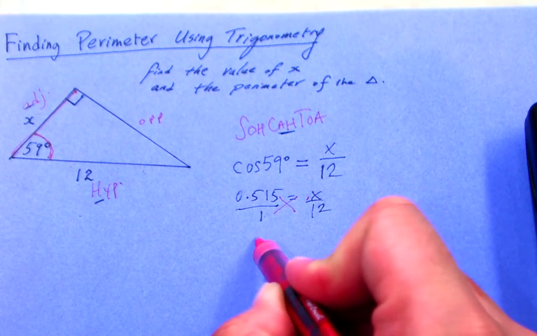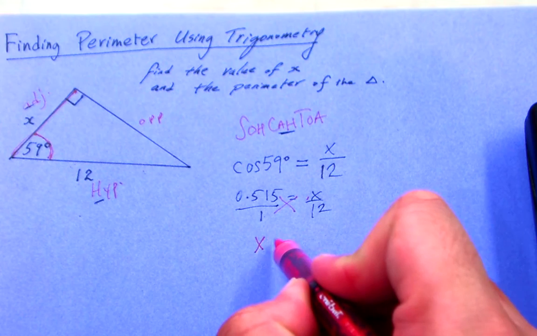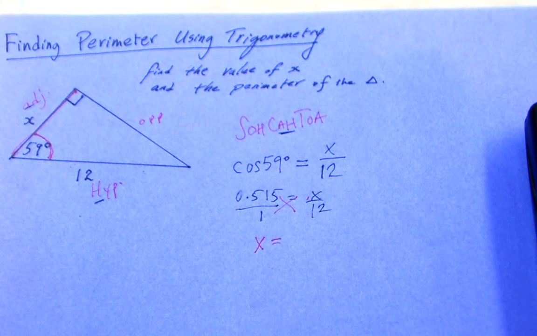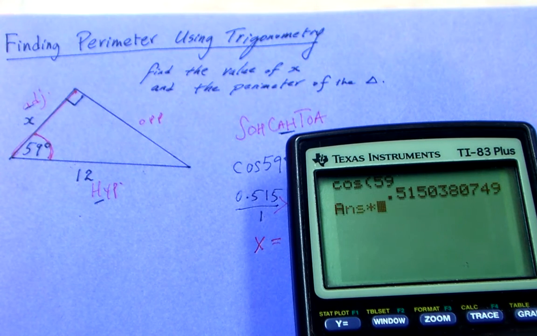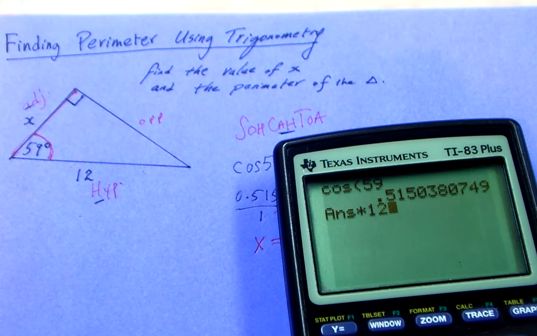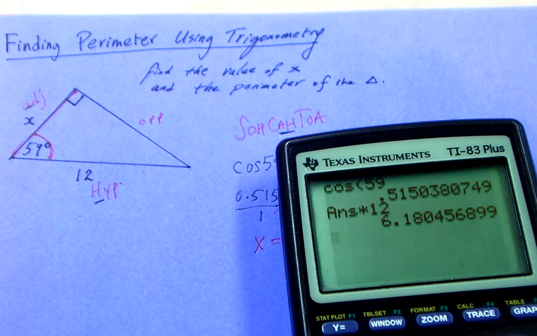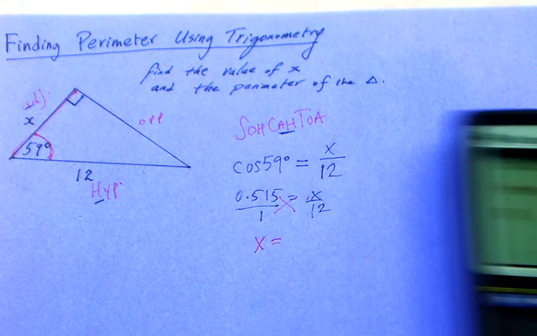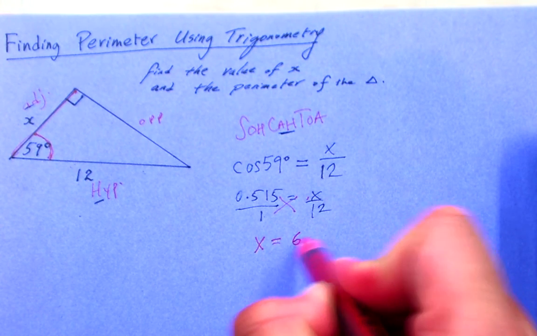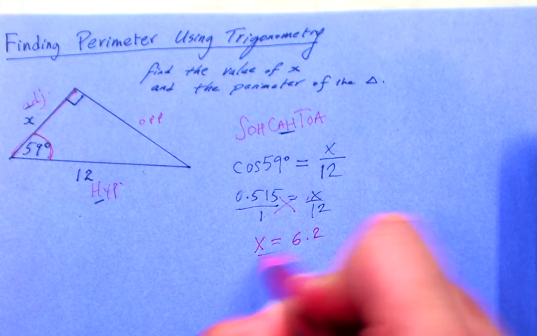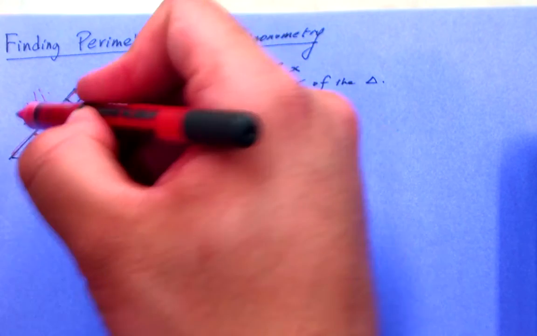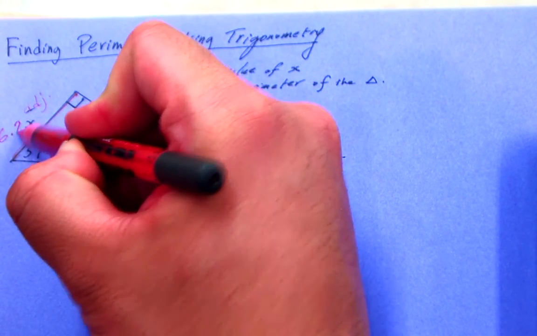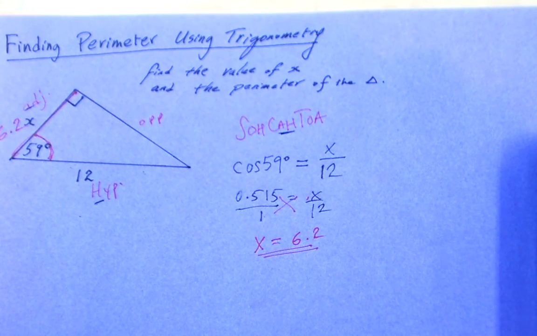So x times 1 will give me x, and 0.515 times 12. Well, I already have 0.515 in the memory of my calculator here, so I'm just going to multiply that exact number times 12, which gives me 6.18 approximately. So I'm going to round that to 6.2. I believe the homework says round to the nearest tenth, so I'll try to abide by that here. So that means this length is 6.2. So I have most of what I need to find the perimeter.